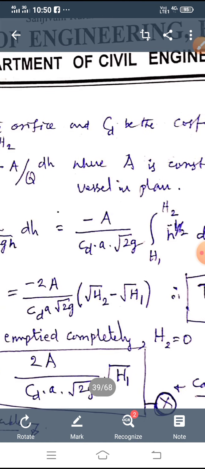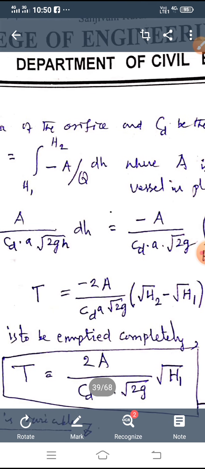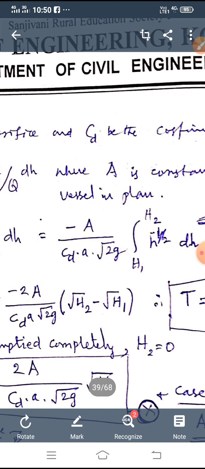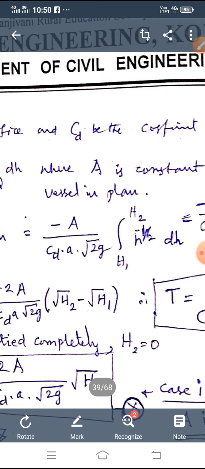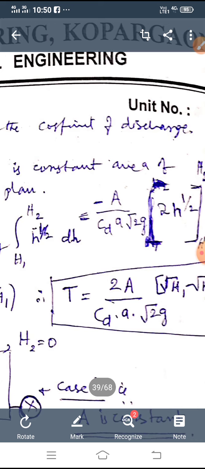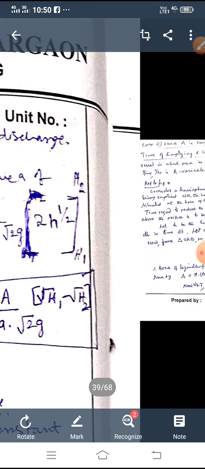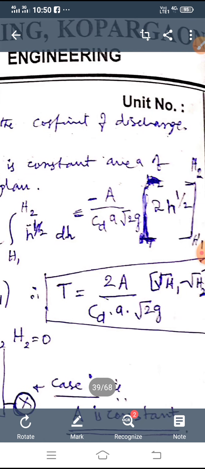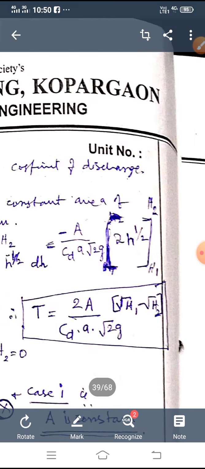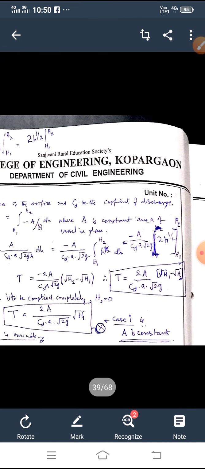H1 to H2. Now we can write T is equal to minus 2A upon Cd a root 2g. Substitute the values H2 and H1: root H2 minus root H1. If we interchange H1 and H2, then this minus sign can be removed. Therefore, T is equal to 2 capital A divided by Cd small a root 2g, multiplied by root H1 minus root H2. This is the expression for the time required for emptying the cylindrical tank, that is, when A is constant.